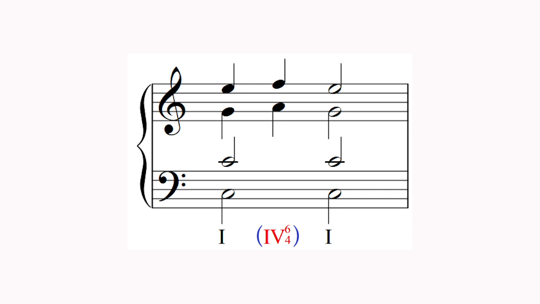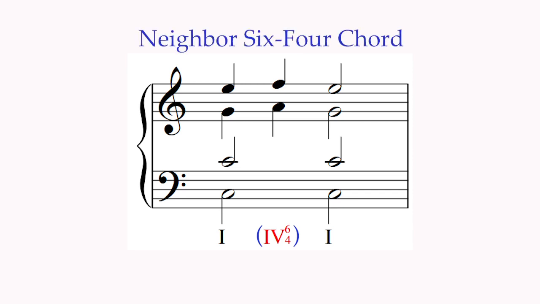Here's where music theorists will often put parentheses around the 6-4 chord and refer to it as a neighbor 6-4 chord because of that upper neighboring motion in the upper voices. But the point of this exercise is not to get caught up on labels, but to see that introducing dissonance or instability can prolong the sense of a triad, in this case the 1 chord.